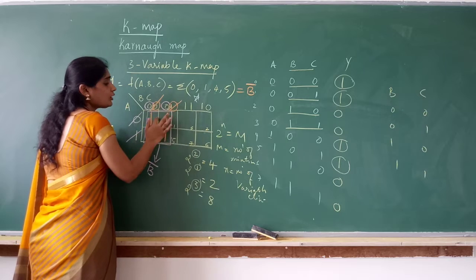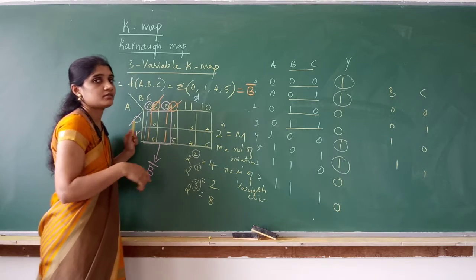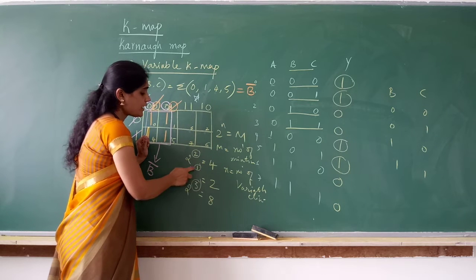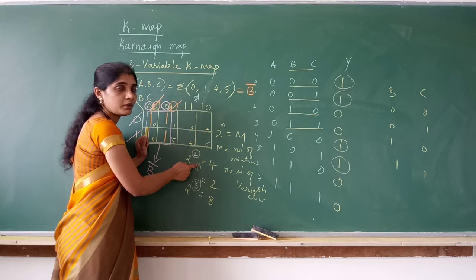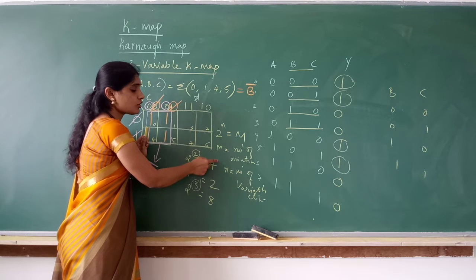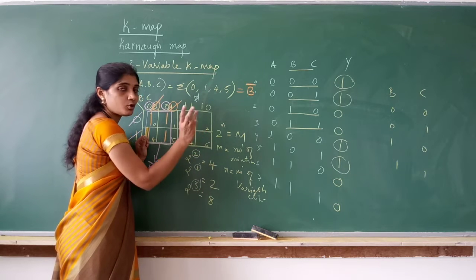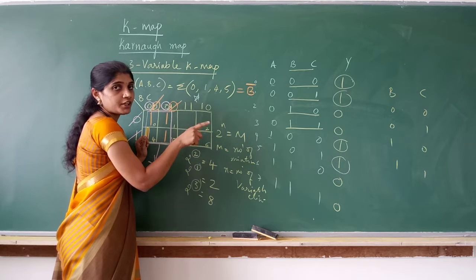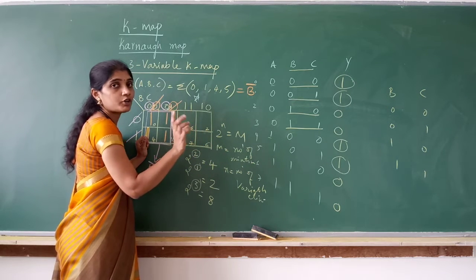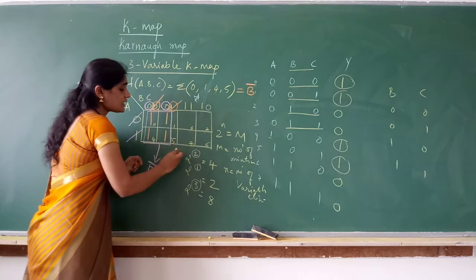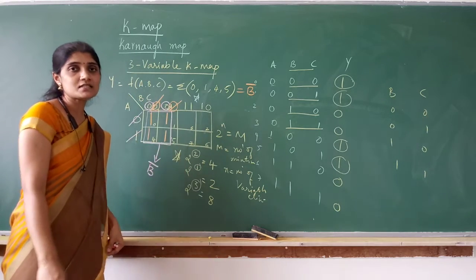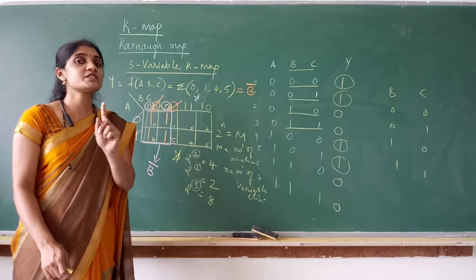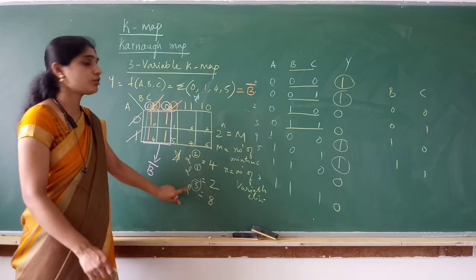Can I group 3 cells? 2 power what is 3? No. So grouping should be in the order of 2. 2 power 1 is 2, so you can group 2 cells, and 1 variable will be eliminated. 2 power 2 is 4, so you can group 4 cells. 2 power 3 is 8, so you can group 8 cells. 2 power 4 is 16, so you can group 16 cells. You cannot group 15 cells, you cannot group 14 cells like that. Okay? So this is one hint that you have to remember. When you group the cells, 1 cell, no. 3 cells, no. 5 cells you cannot group. 6 cells you cannot group. It should be only in the order of 2.